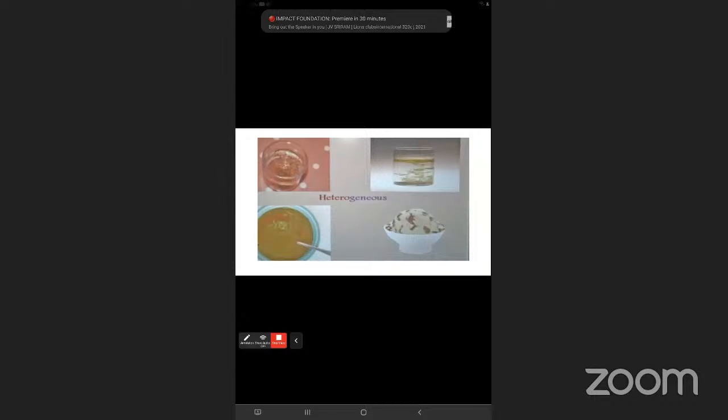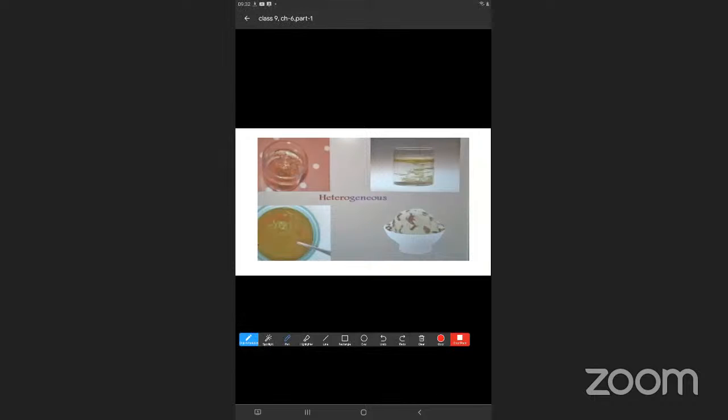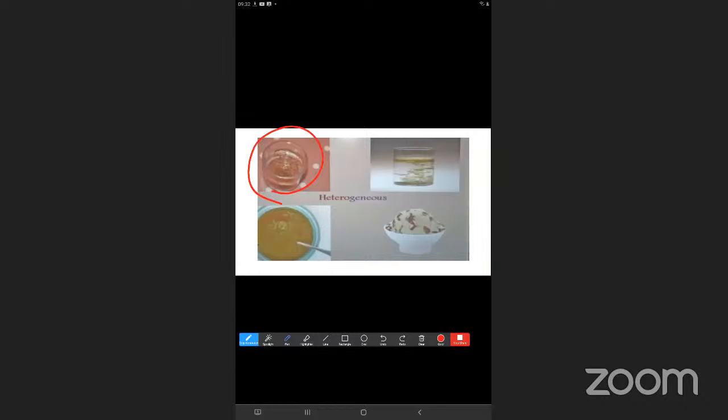Once look at this. Here these are the heterogeneous mixtures. In this beaker we have water and sand. In this, water and oil, noodle soup, and choco chip ice cream. Yes, all these are heterogeneous.